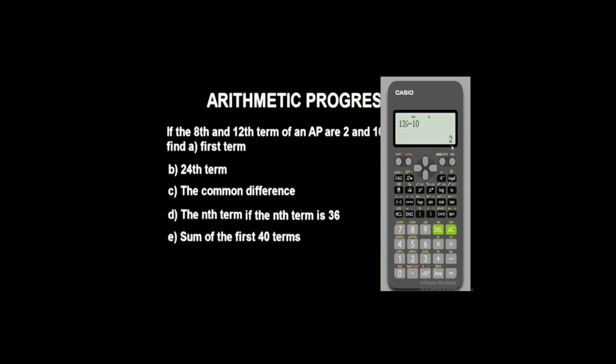You see 2. So the common difference is what? 2. This is the common difference, guys. It's as simple as this. Now let's solve for the next part of the question: the end term, if the end term is 36. This is very simple as well.